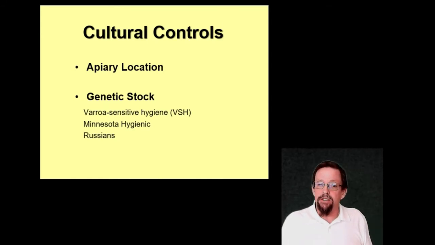So genetic stock is another cultural control. VSH bees, Varroa sensitive hygienic, they basically open the caps and pull out the pupa that actually have Varroa mites, and they remove them. Another is the Minnesota hygienic bee, another bee that is good genetic stock. And then Russian bees. Russian bees are another bee that has a propensity for being resistant to Varroa mites.